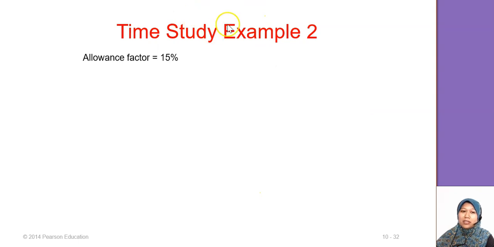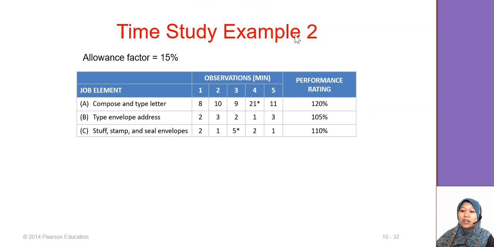Okay, let's look at this example when you have a set of data. Allowance factor is given, 15%. These are the rating factors that we need to use when we want to convert the observed time to the normal time. So 120 means that it's very good, the workers have quite some experience. And we have 3 elements, and they made 5 observations. Usually they need to make more observations.